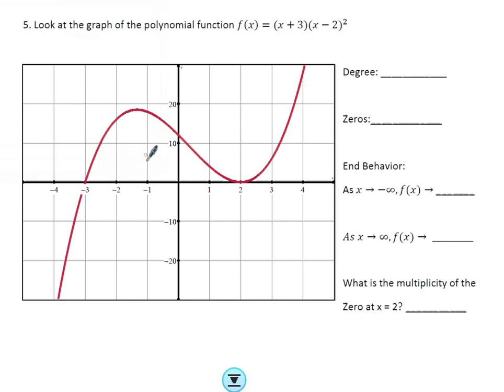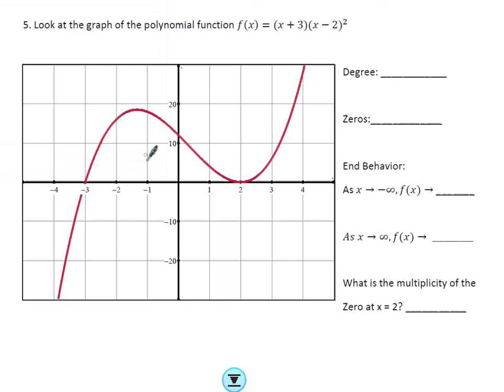All right, and we're back with part 2 of the notes on graphing polynomials in factored form. In this video, we're going to do the actual graphing part. And so we're going to talk about going from a polynomial equation in factored form, learning how the degree, the zeros, the end behavior, and specifically the multiplicities affect how the graph is drawn. So in this first example, number 5, we can see the graph already, so that's nice.